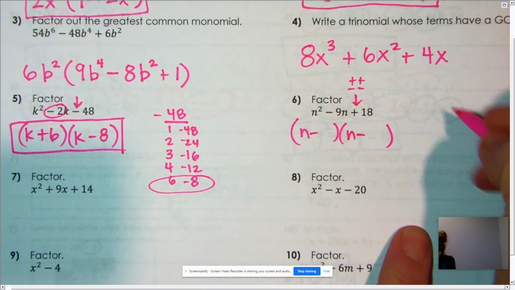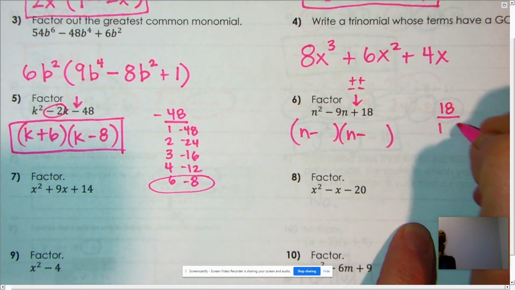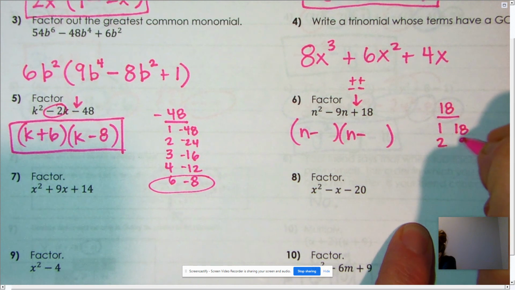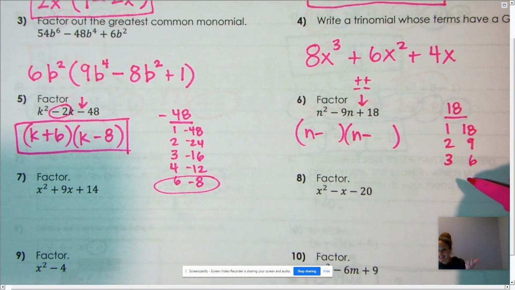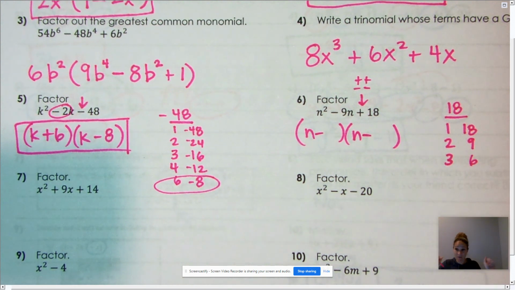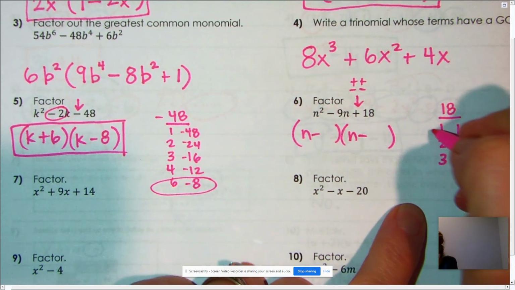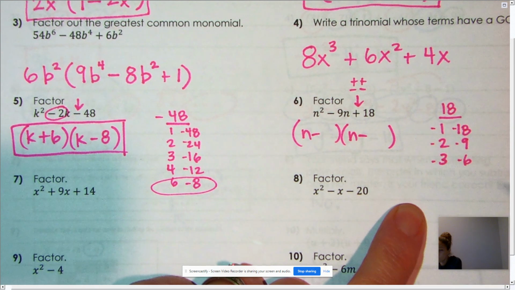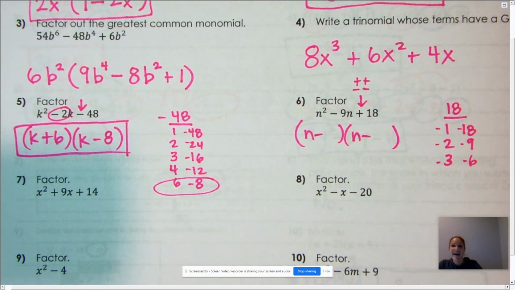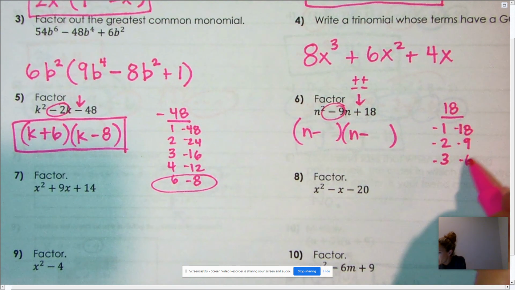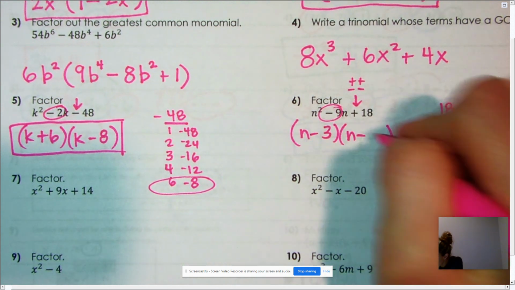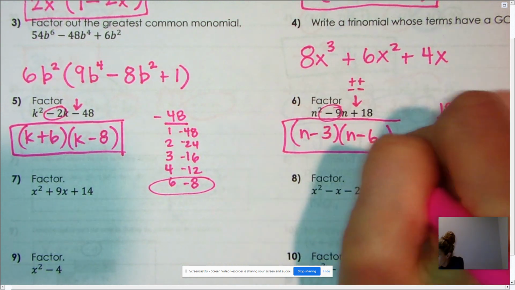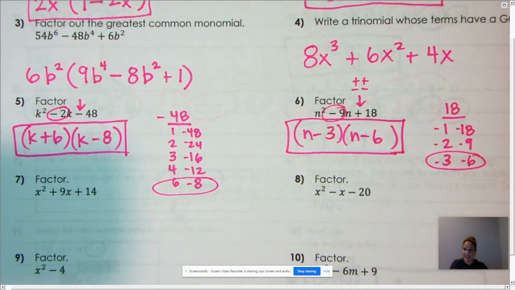So minus minus. So now I'm going to list all the things that make 18. 1 can go in, 2 can go in, 3 can go in, 4 cannot, 5 cannot, 6 can, but it's already on my list, so I know I'm done. So now we're going to put minuses on everything. You get a minus, and you get a minus. Just kidding. And now we're going to see which adds up to make -9. Well, -3 and -6 make -9, so I'm going to put the 3 and the 6 in my answer. That's it. Super easy, right?